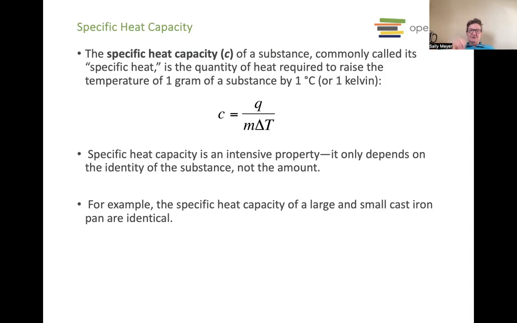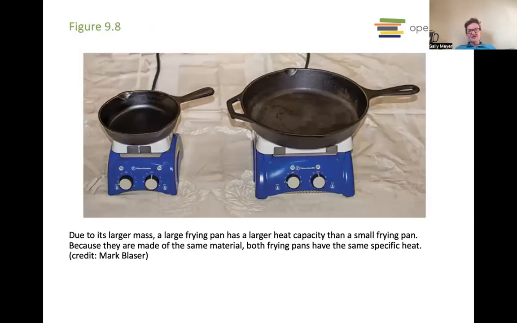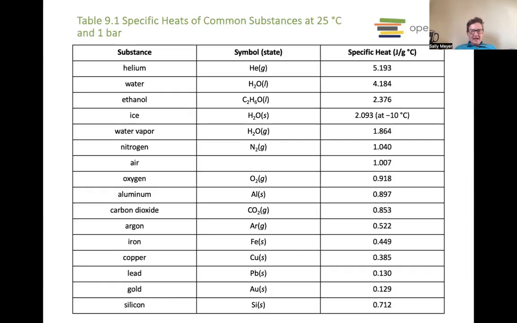When you go to a table, if you want the specific heat capacity or the heat capacity, it's almost always going to be given per gram or sometimes per mole. That would be just a heat capacity. But you're not just going to have a heat capacity for some random quantity in a table. This is just visualizing those two pans and how their heat capacities are different for the whole pan, even if they're made out of the same iron. And this is just a table giving you some heat capacities.